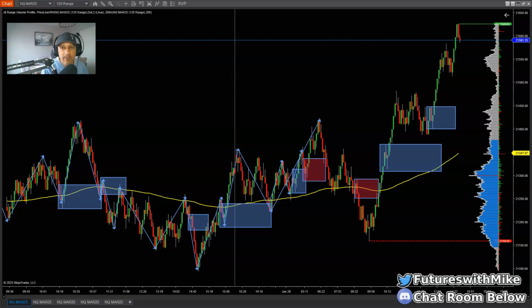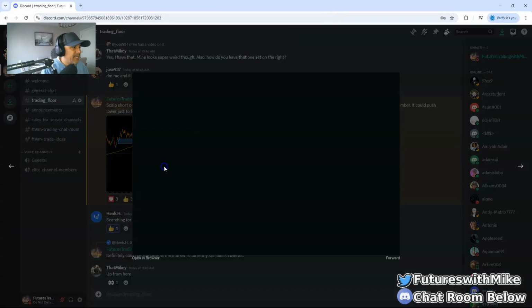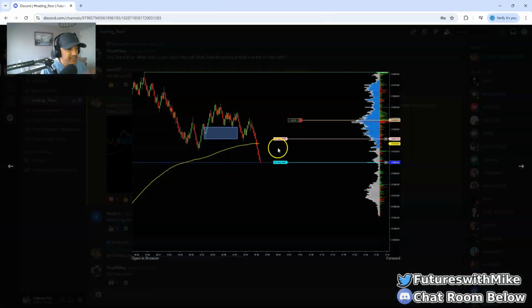That's where I really break down these trade setups in detail. Like for example, today this trade right here, I'm going to show you right quick. I'll bring over the Discord window, and it's right here. All right, this was the setup that I took today: 40 points moving to the downside.